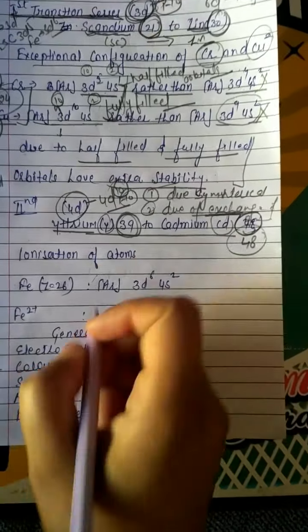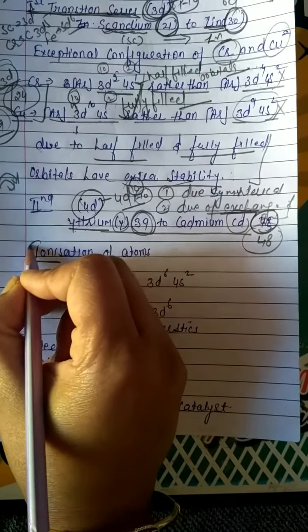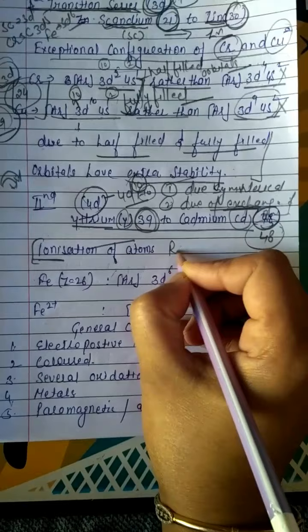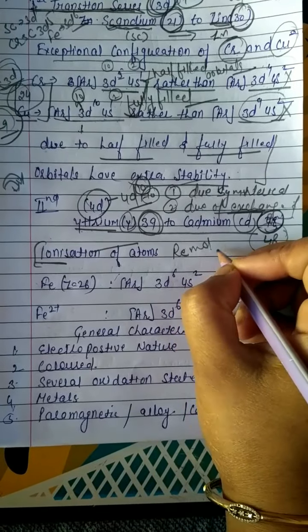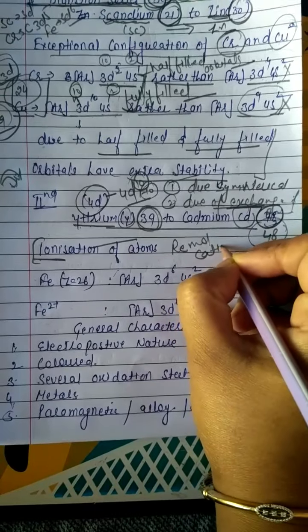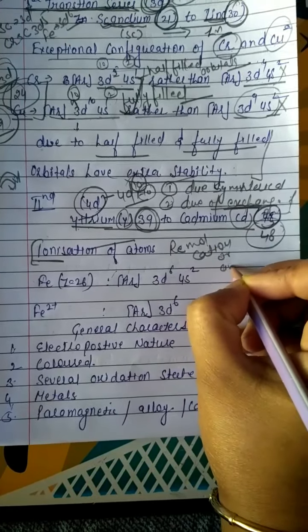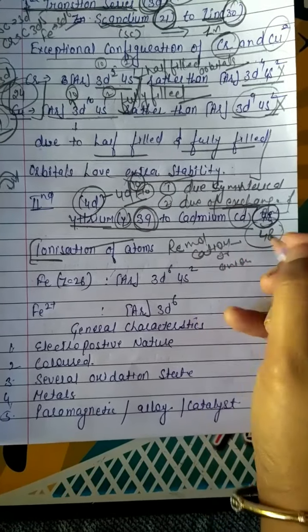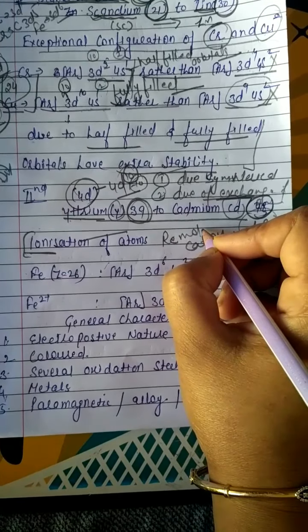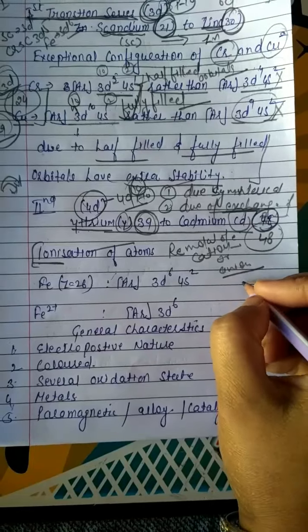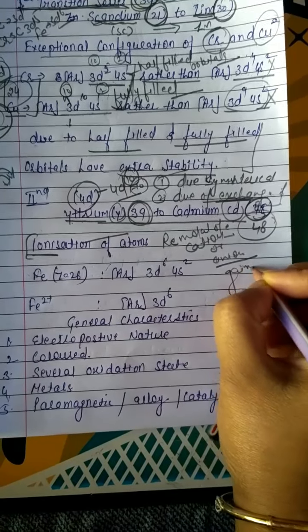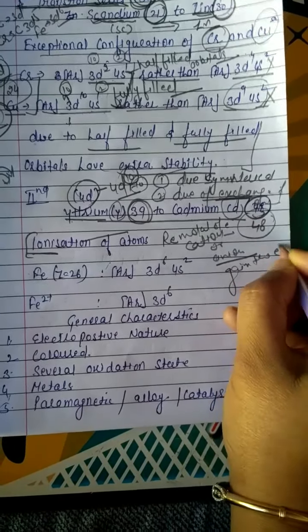Next, ionization of atoms. What is the meaning of ionization? That is removal of electron. We can say that they form a cation or an anion. If they form a cation, an electron is removed. If they form an anion, they are gaining an electron.